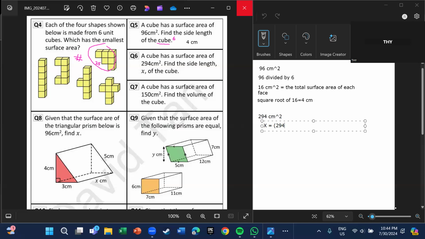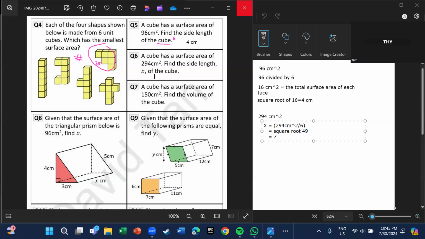294 centimeters squared divided by 6. Now we take the answer and then we take the square root of the answer. So 294 divided by 6 will give us 49. So the square root of 49, very easy. If you know your multiplications, it would be 7.